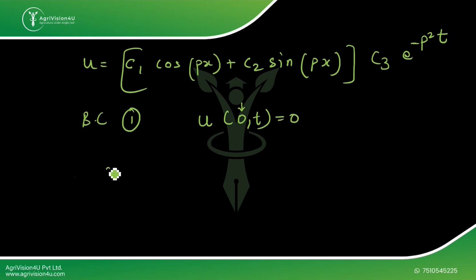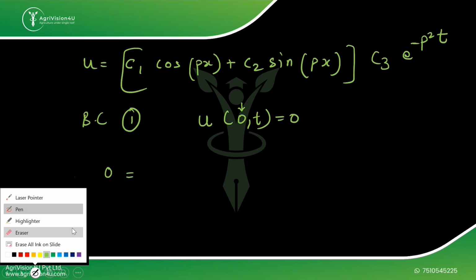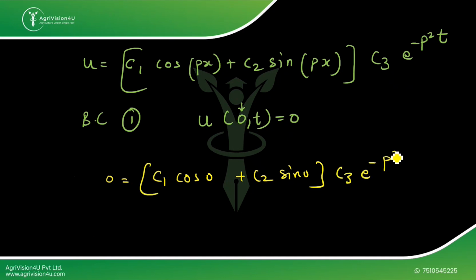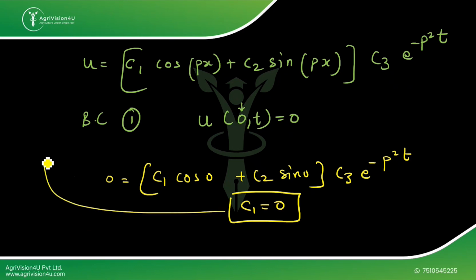Okay, so if you put it, what you will get? 0 is equal to, I'm putting the values of the boundary condition, c1 into cos 0 plus c2 into sin 0, c3 e to the power minus p square t. So from here, what you will get? You will get c1 is equal to 0, right? Now you can put this c1 is equal to 0 here again in this equation, and you can calculate for c2 and c3. Similarly, what you will do? You will put the values of the other boundary condition that is given to us.